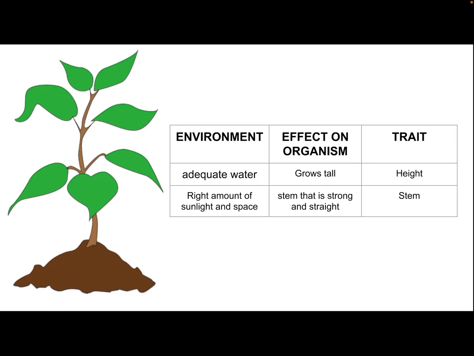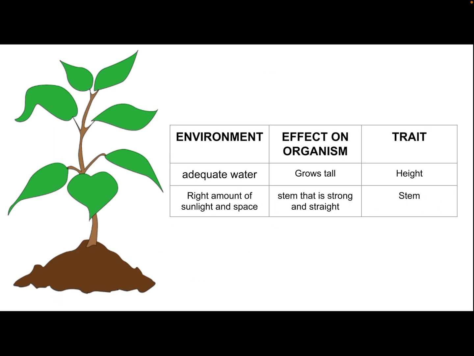Look at this plant. I know this is just a cartoon version of a plant, but this plant represents one that has received adequate water. That means just enough water for it to survive, just the perfect amount. We know that by having adequate water, it will grow tall. And that is clearly having to do with the trait of height, right? So some of its traits, some of the physical traits like height, have to do with the environment. When it gets adequate water, it can grow tall.